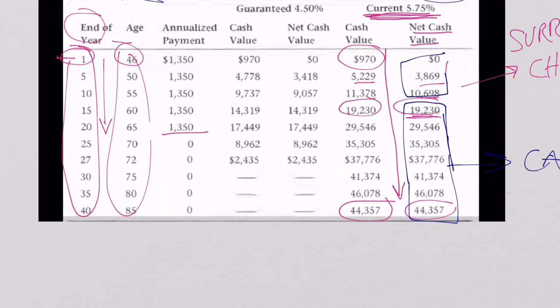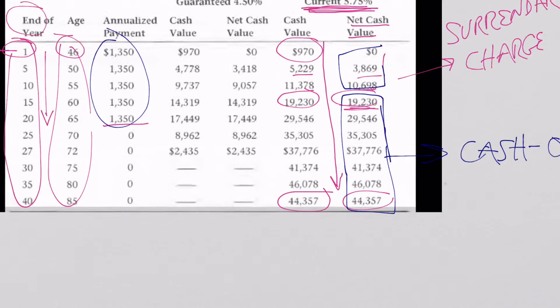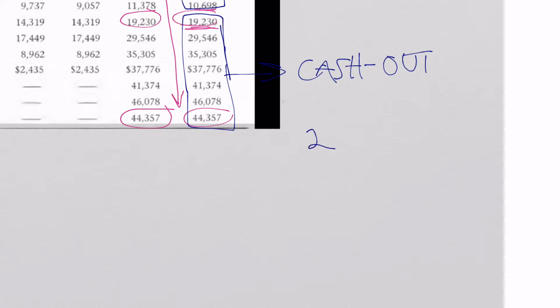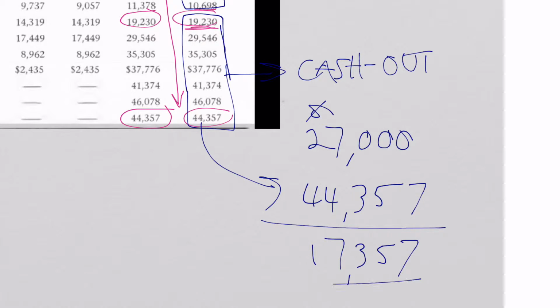First of all, let's see how many annualized payments went into this policy. So it looks like 20 years of this amount. So let's do the math. 20 years of that amount comes out to $27,000. So they'll have put in a total of $27,000 over a period of time, and by the time they're age 85, it'll be worth $44,357. Should they cash out at that point, the difference between that and the $27,000, or $17,357, would be the taxable amount.